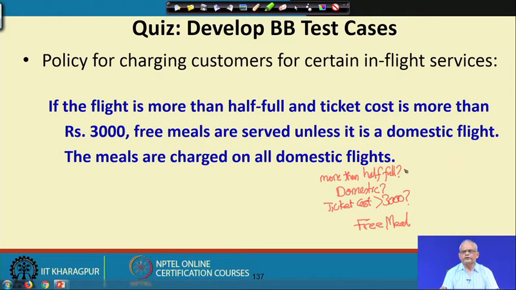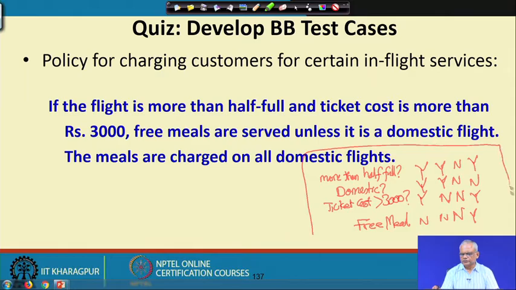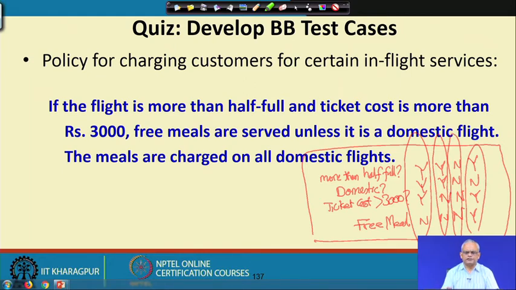Now, we can form all possible combinations of these: more than half full yes, domestic yes, ticket cost greater than 3000 yes, free meal no. More than half full yes, domestic yes, ticket cost greater than 3000 no, and in that case free meal is no. More than half full no, domestic no, ticket cost greater than 3000 no, and then no free meal is served. But what about more than half full yes, domestic no, ticket cost greater than 3000 yes, then it becomes yes, and so on. So, we can develop the set of test cases for this by looking at the rows, but how do we optimize the number of test cases? Let us look at that.